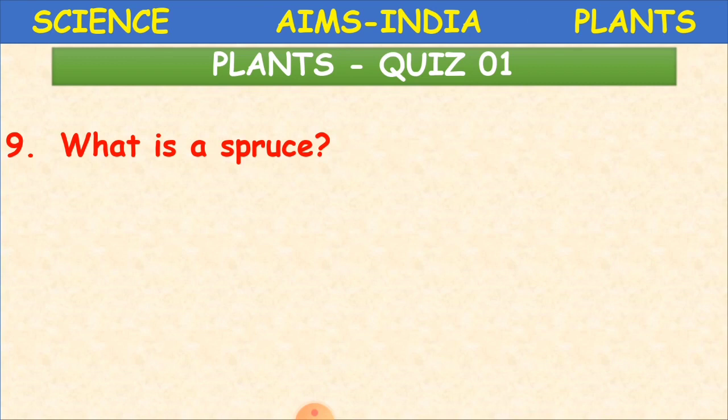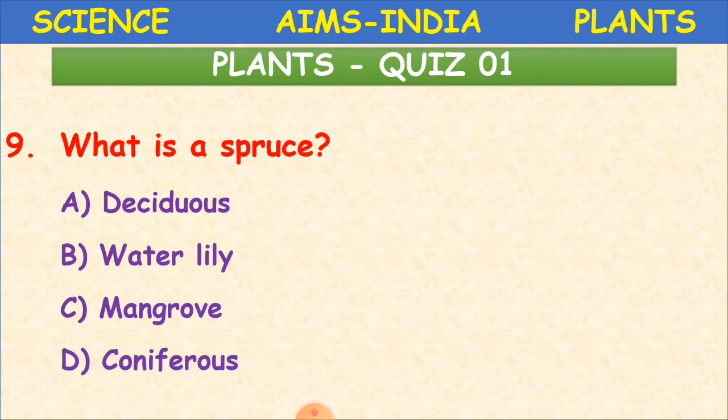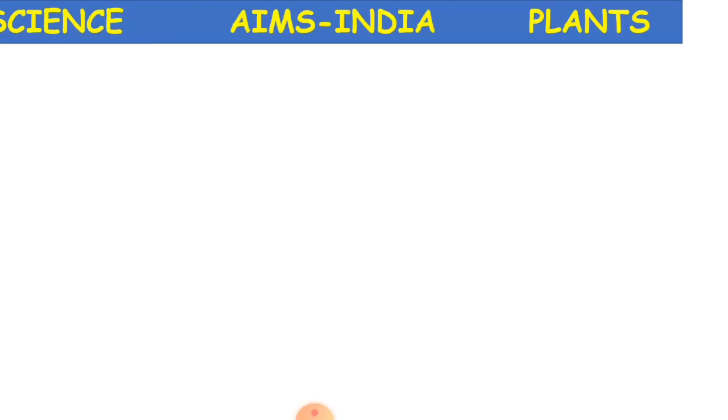What is a spruce? A option is deciduous, B water lily, C mangrove, D coniferous. Spruce. We already learned that it is coniferous. It has cone type of leaves. Okay, children? Clear? And the last question for you.